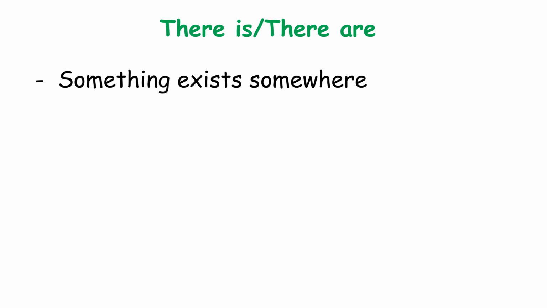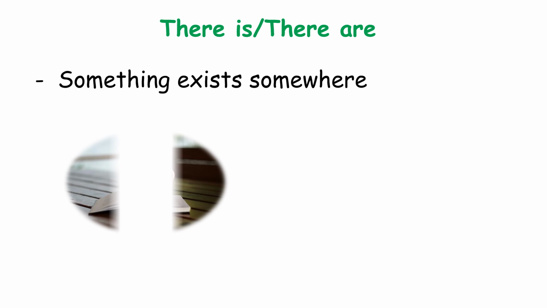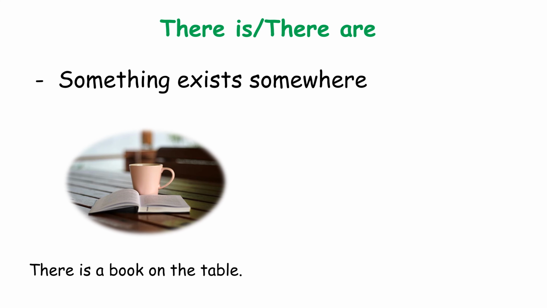In this video, we'll learn about the expression there is or there are in English. We use the expression there is or there are to indicate that something exists somewhere. For example, there is a book on the table. Here, we are trying to say that we see a book on the table.